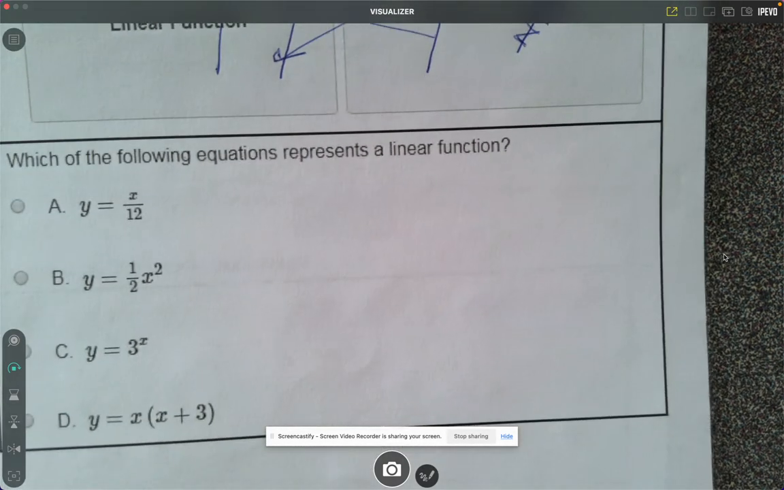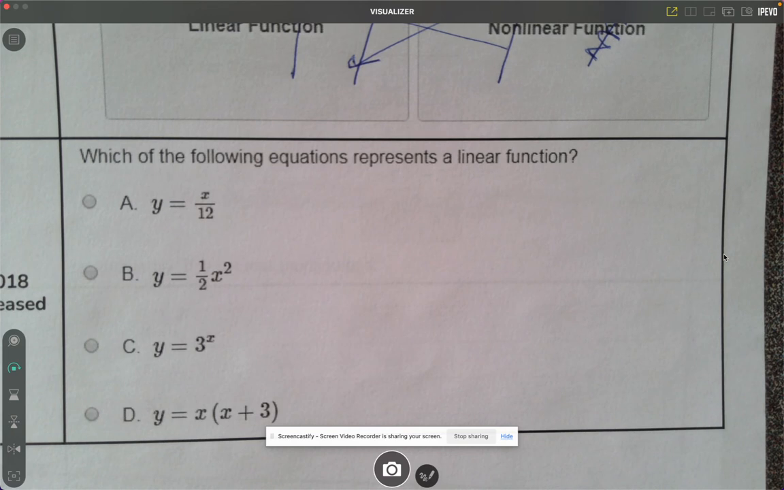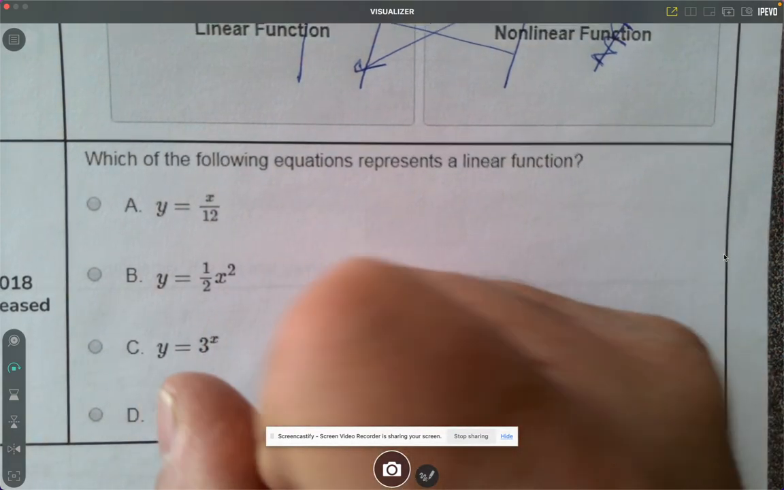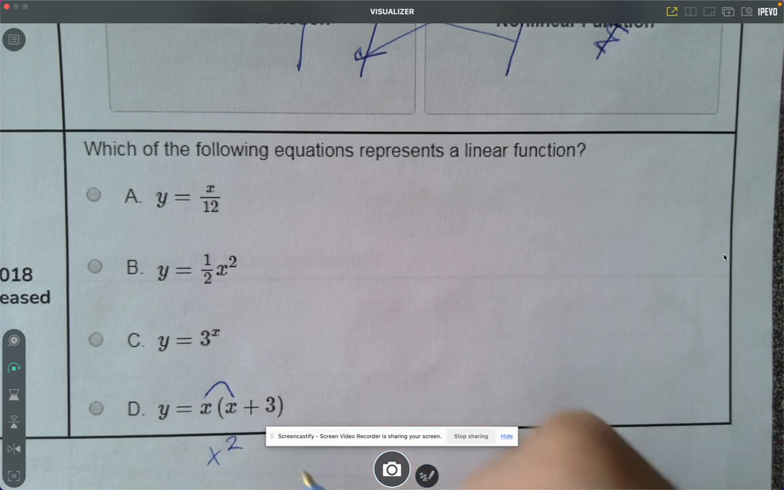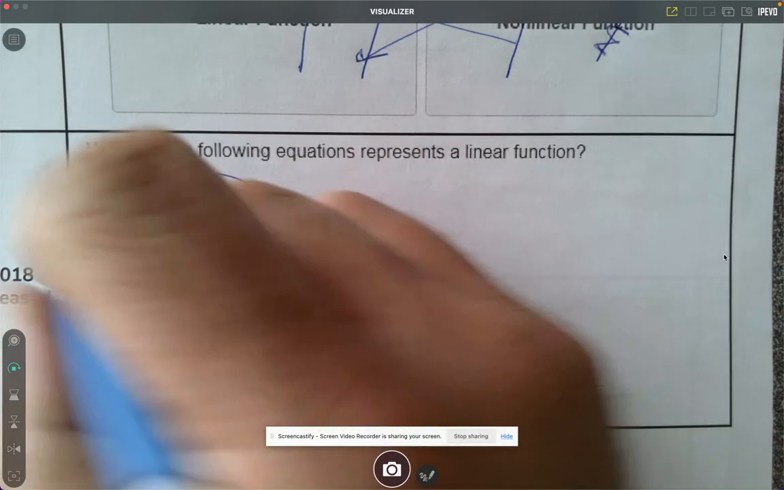If I was looking for representing the linears here, I think we talked about this one. X times x, for those of you that are not in compacted math, that is x squared, so that makes it not linear. The only one here that is linear is that.